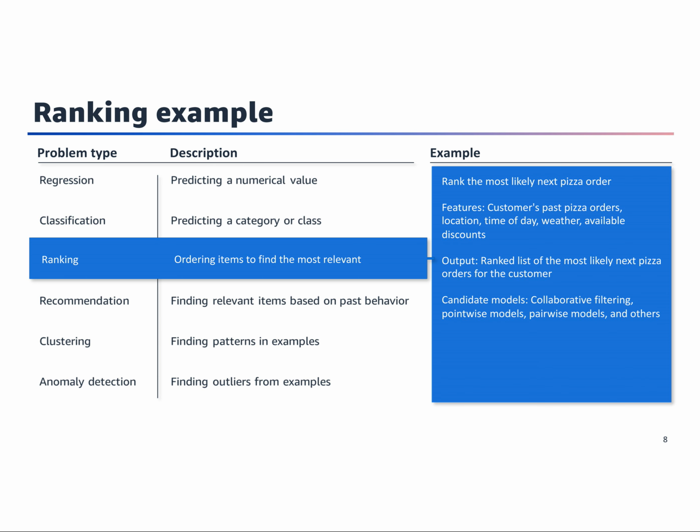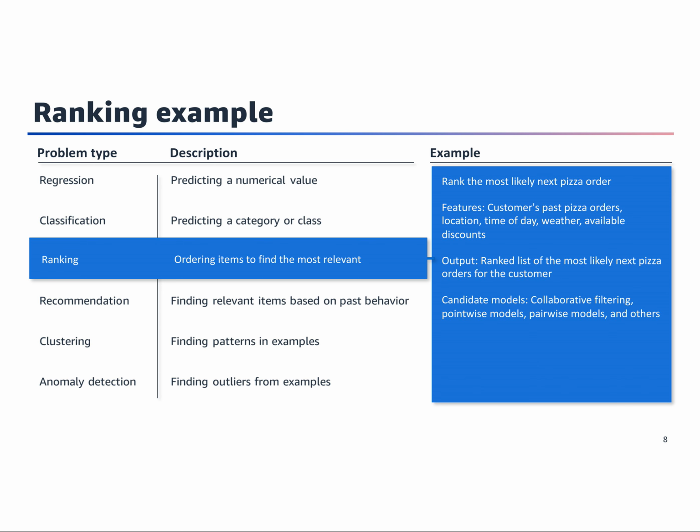In this ranking problem, the input features are various characteristics of the customer and the current context. The output is a ranked list of the most likely next pizza orders for the customer. To solve this problem, you would need to train an ML model on a dataset where the input features and the desired output, the customer's past pizza orders, are known. You could then use this trained model to predict the most likely next pizza orders for a customer, given their characteristics and the current context.